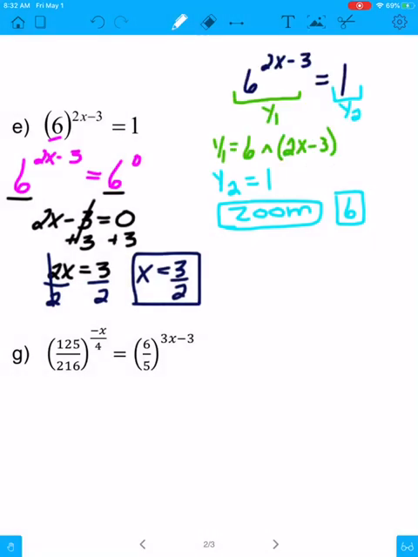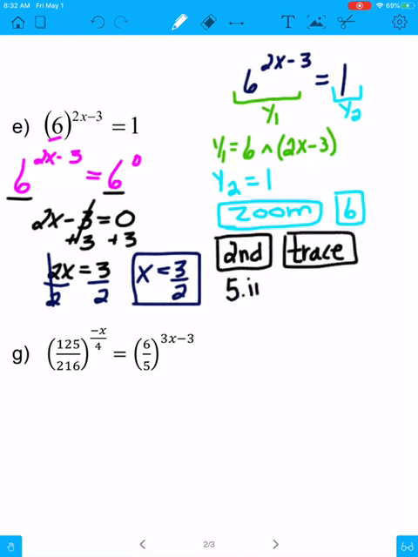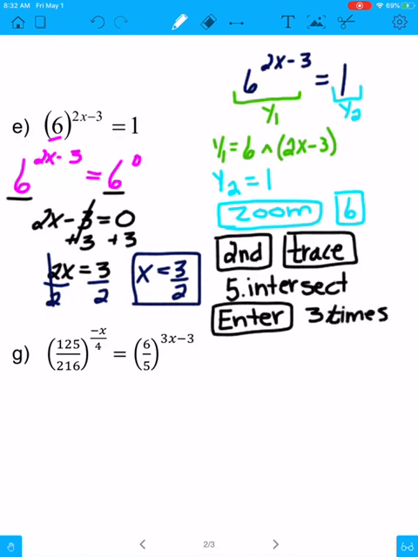So we're going to put the left side into y1, the right side into y2, and then we go second, trace, 5, intersect, and then we press enter 3 times. Enter, enter, enter. Okay, and then we look at the x. If you look at your x right now, it's at 1.5. And what is 1.5? The same as 3 over 2.